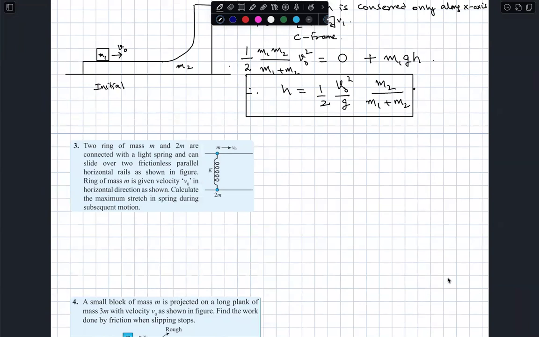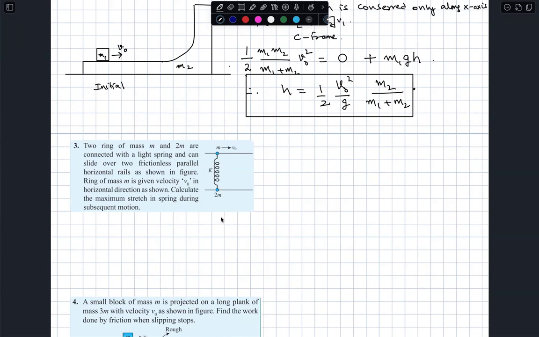Next question is also a similar one. Two rings, one of mass M, the other 2M. They are rings connected with a light spring. We have done a similar question in VAT yesterday, but that was thread based, this is spring based. And you have two parallel rails. This ring is given V naught speed. Calculate the maximum stretch in the spring during the subsequent motion.